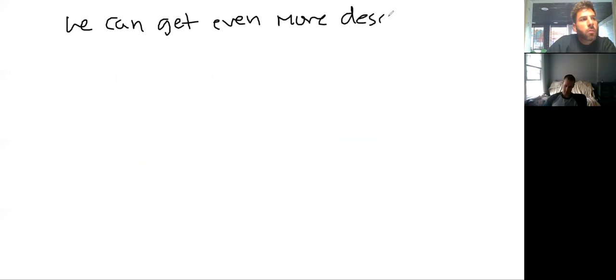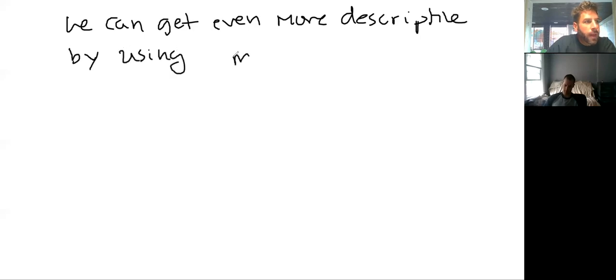So we can get even more descriptive by using mass equals what? Well, mass is equal to density times volume. Now, is that fluid that's flowing going to change its chemical or physical characteristics? Well, the way it takes the shape of its container will change, but it's still going to have the same density. It's still going to have the same volume.